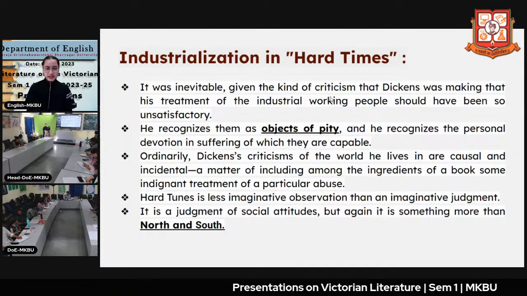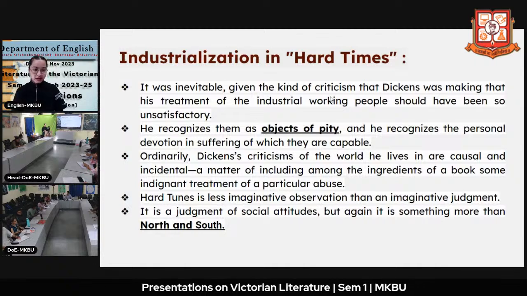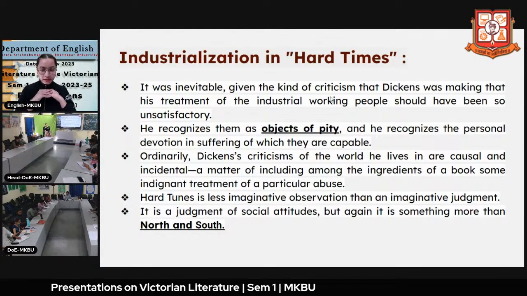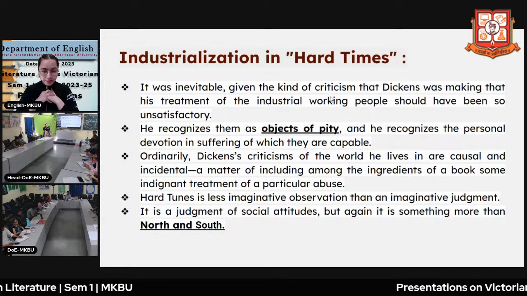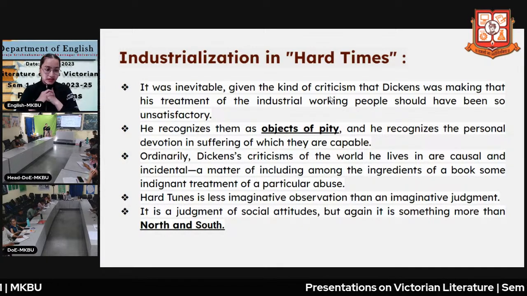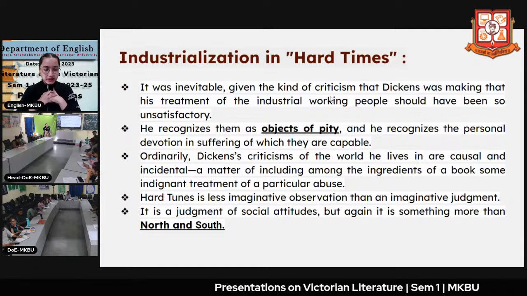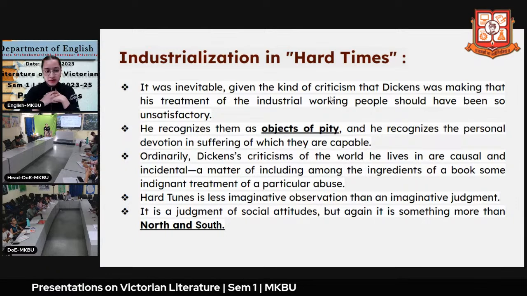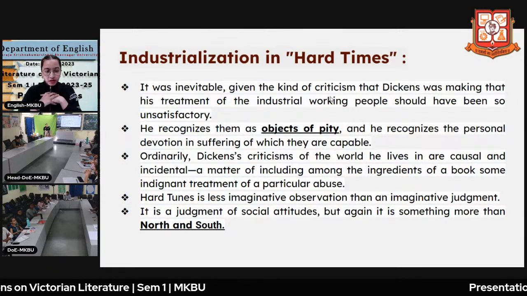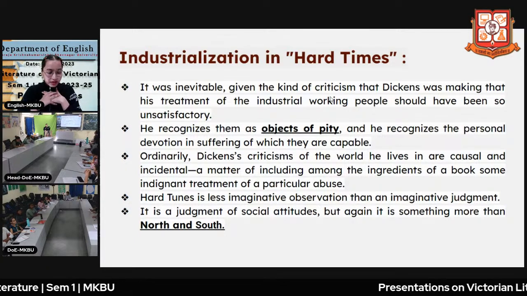Industrialization in Hard Times. It was inevitable, given the kind of criticism that Dickens was making, that his treatment of the industrial working people should have been so unsatisfactory. He recognizes them as objects of pity, and he recognizes the personal devotion in suffering of which they are capable.